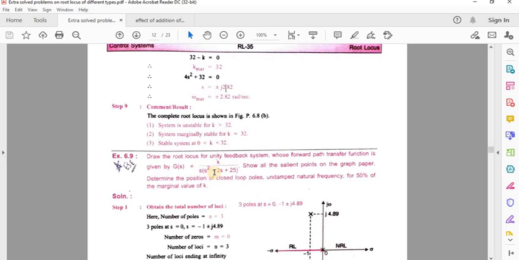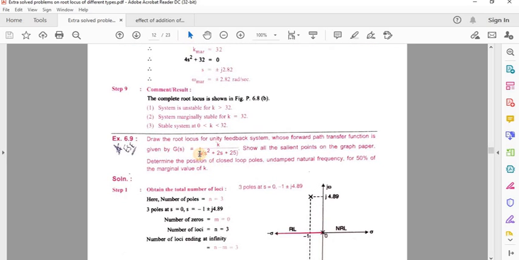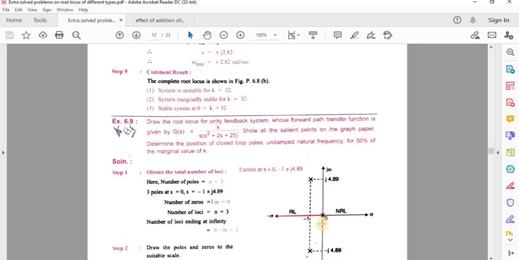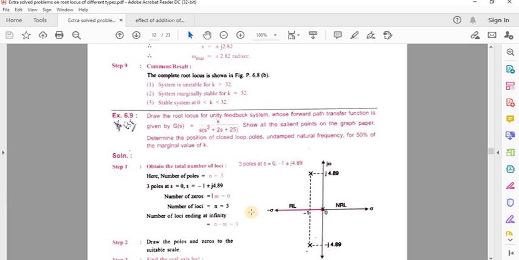The second example is also simple. Just one pole at s equal to 0 and two poles which are complex. When we solve this by using the quadratic equation, we can see minus 1 plus minus j 4.89. Plus minus j means minus 1 plus j 4.89, then minus j 4.89. The number of zeros is 0, so the number of loci will be 3. The loci will be present throughout the real axis, from 0 to minus infinity.